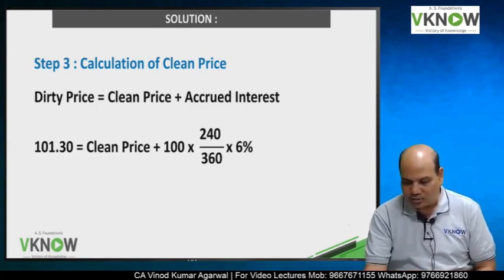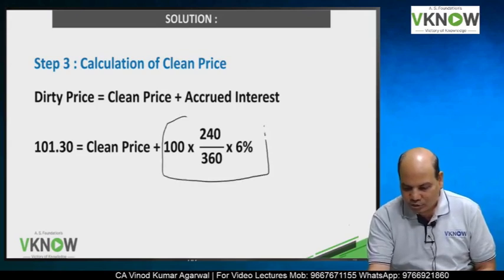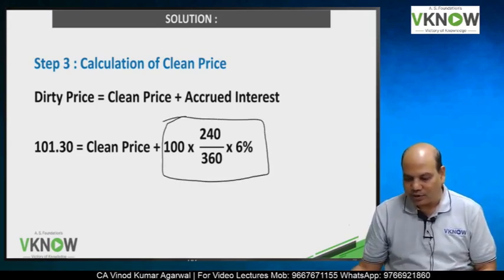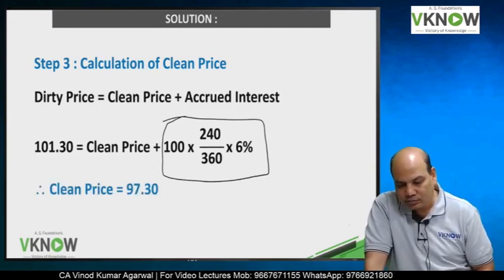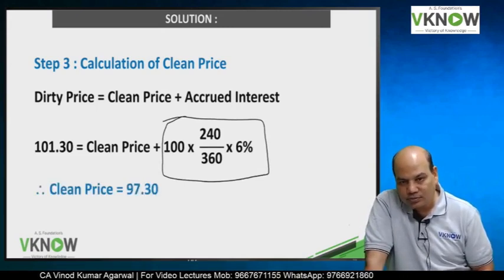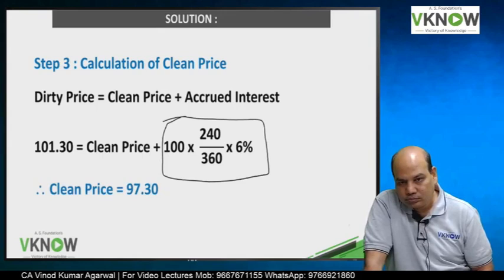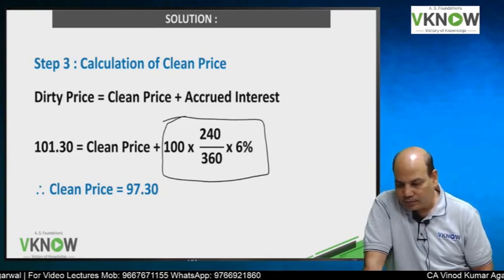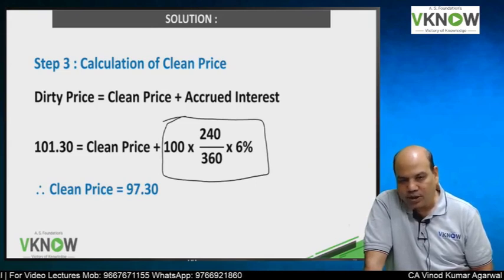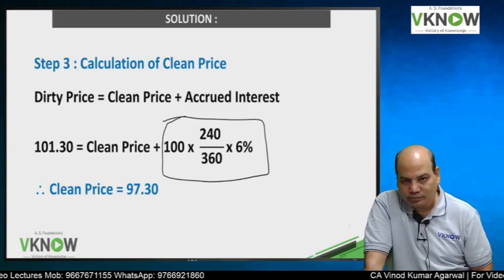Remember your happy intermediate days. You used to convert cum interest price into ex interest price. It is the same thing. So the clean price is 97.30. In the Indian market, the bonds are traded at clean price.